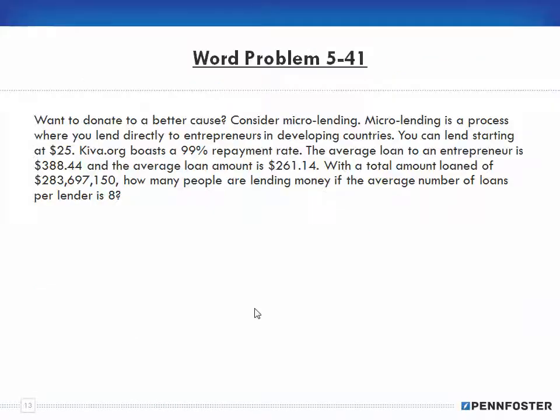Okay. Let's see here. All right, word problem 5-41.